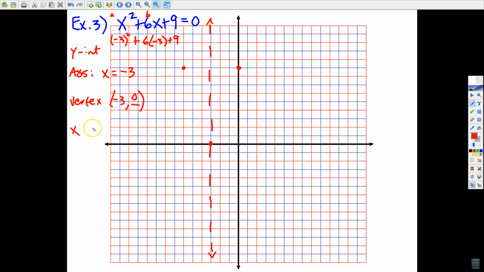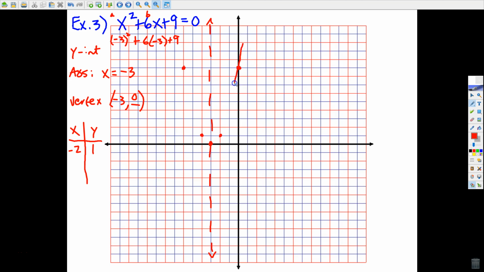Okay, so in this case we'll just do one input. We know we're not going to be crossing at two different places, so let's just fill in. You can choose either -1 or -2. I'm going to go -2. I like to be as close to the AOS as possible. So let's see what comes out if we input -2. -2 squared is 4. 4, that would be -12, is -8, and -8 plus 9 would be +1. So -2, 1, match it up on the other side.